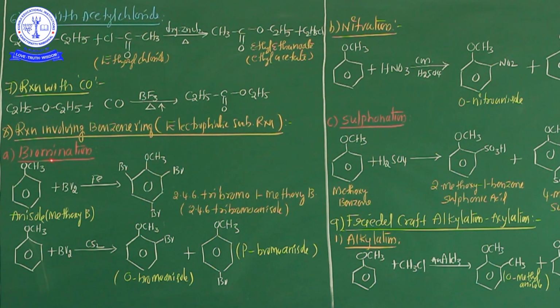Now, directly, it's not mentioned ether, directly reactions involving the benzene ring. So this is called anisole. General name is methoxybenzene. Methoxybenzene is treated with bromine in the presence of iron, and this compound is formed. This compound name is 2,4,6-tribromo-1-methoxybenzene, or the general name is 2,4,6-tribromoanisole.